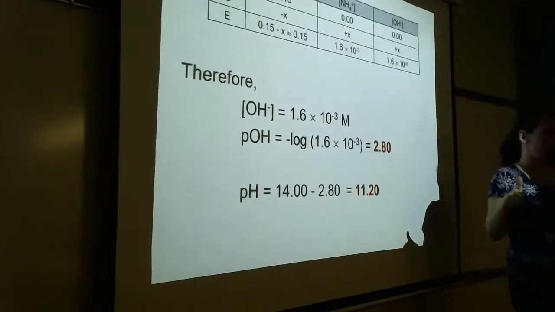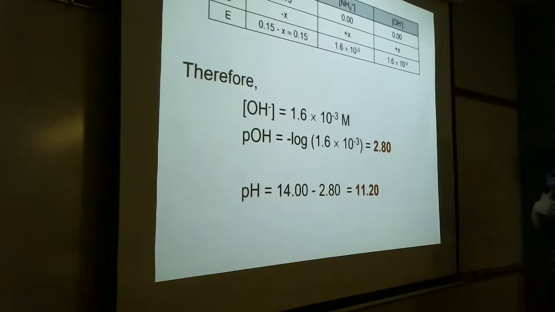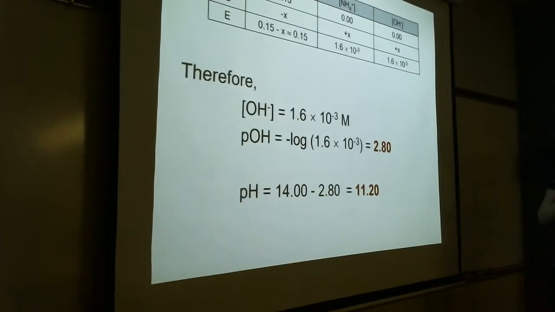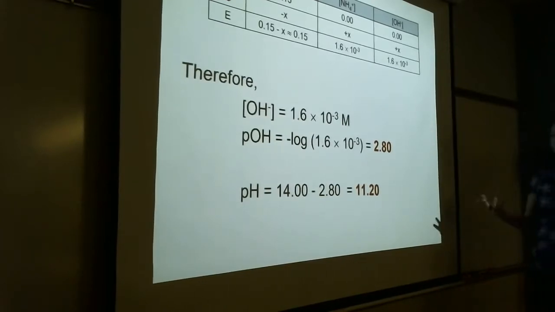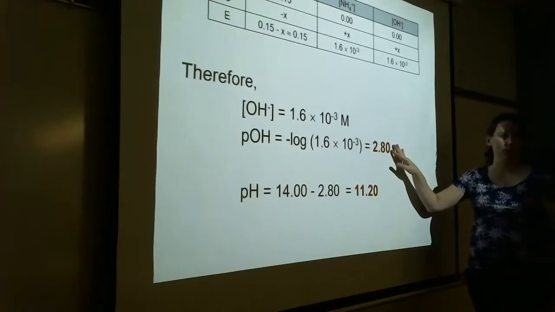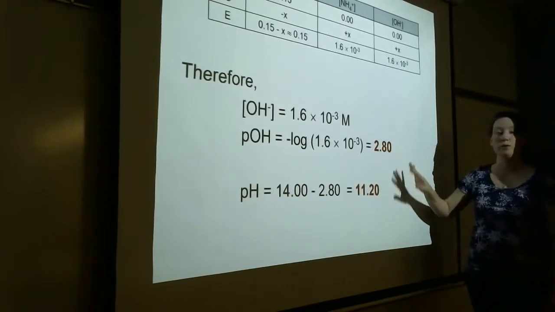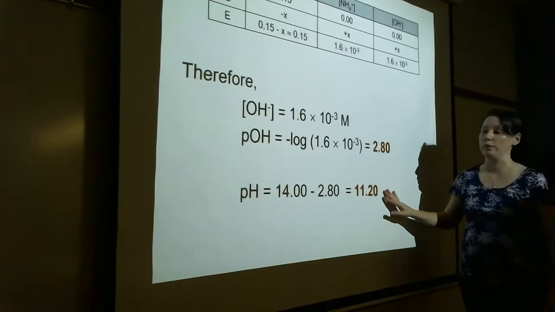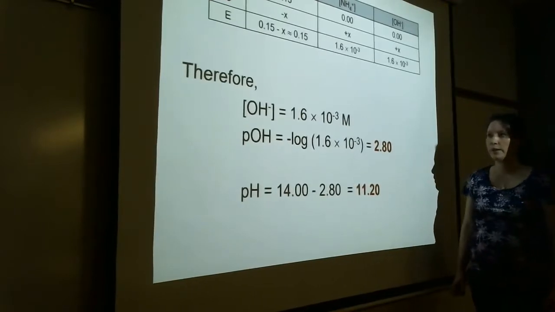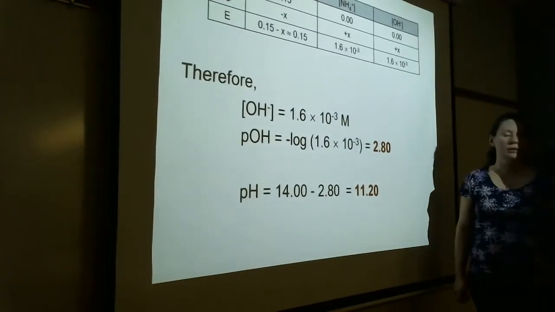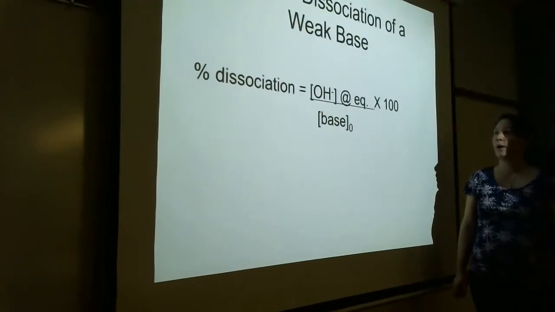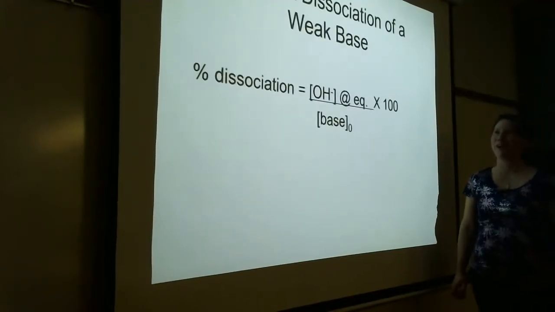Does everybody understand how we did this problem? No different than the ice table for the acid. The only difference comes in the final step. We have to calculate a pOH first and then convert that pOH into a pH. Any questions on this? Ready to try one? Oh, just kidding. I have a problem for you to try in a minute.